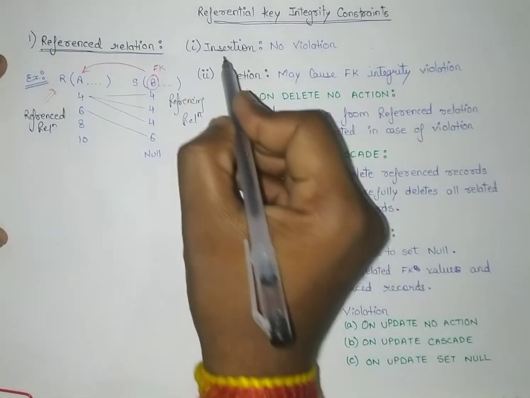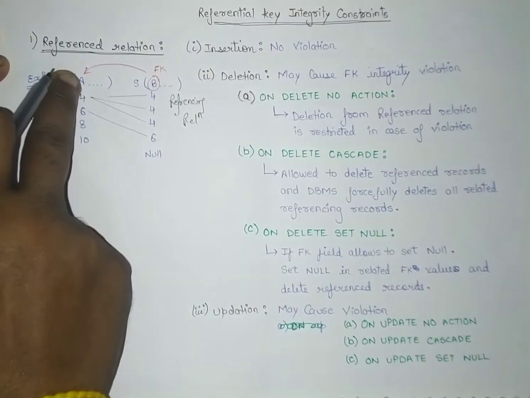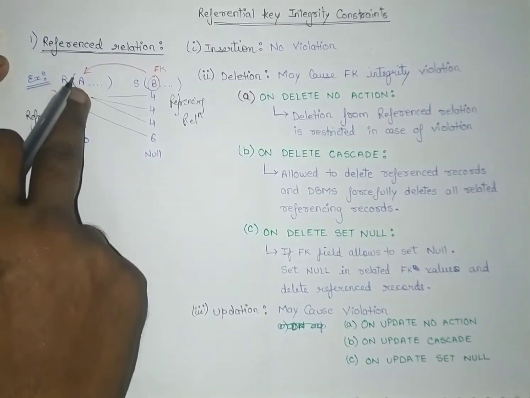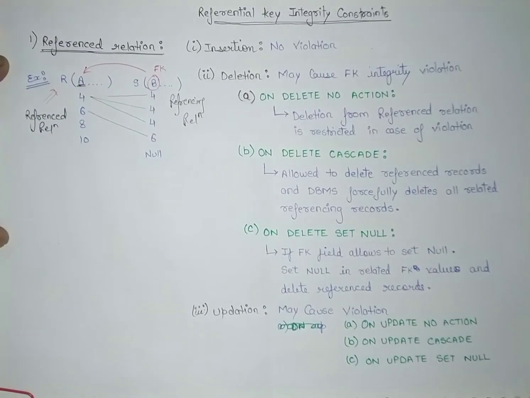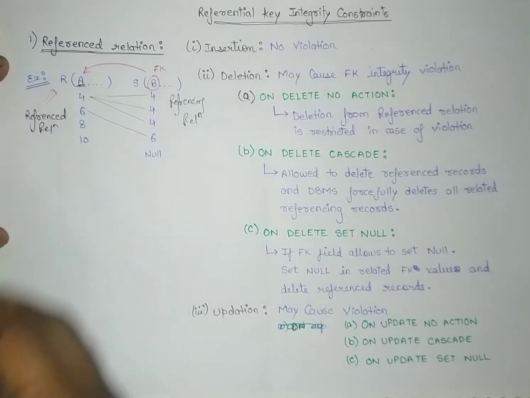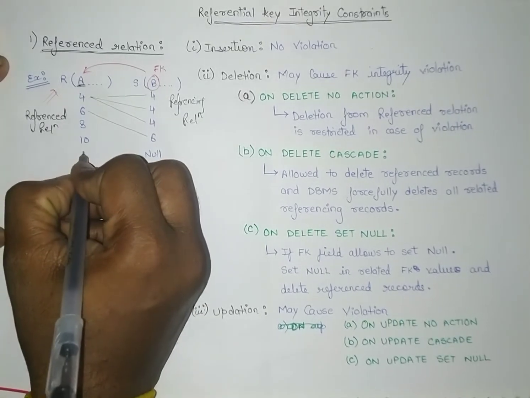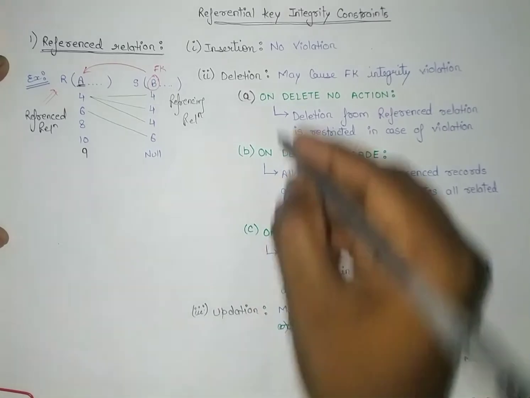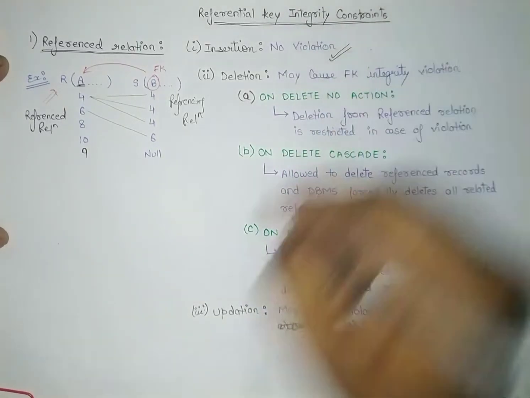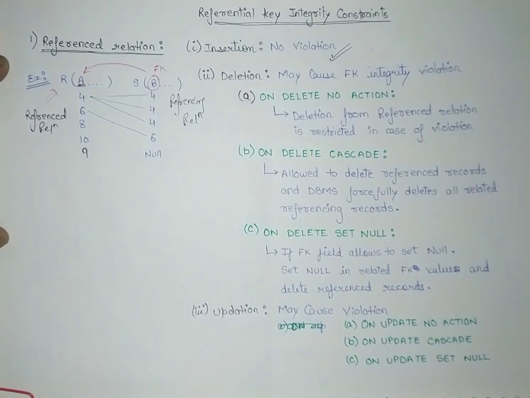If I talk about insertion, if I want to add any values to this relation A, will that cause any issues? That will not cause any issues. Let us understand: if I want to add 9 over here, I added 9. Is that violating any condition? It is not violating any condition, so that is allowed. So there is no issue with the insertion, no violation.